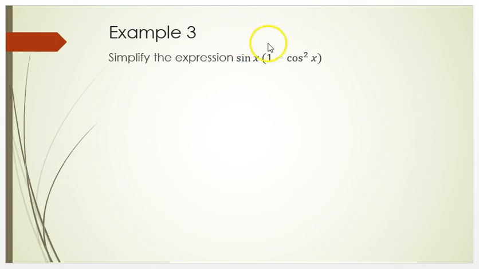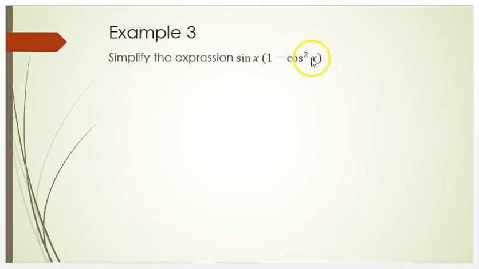So here's our first example. Now the other strategy I showed you was to change things to sines and cosines and see if that makes everything cancel. But sometimes that doesn't help you, because in this case, I don't have any secants, cosecants, tangents, or cotangents. So that strategy won't be of any use to me in this problem.